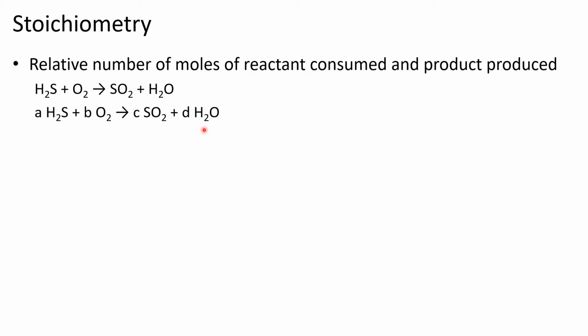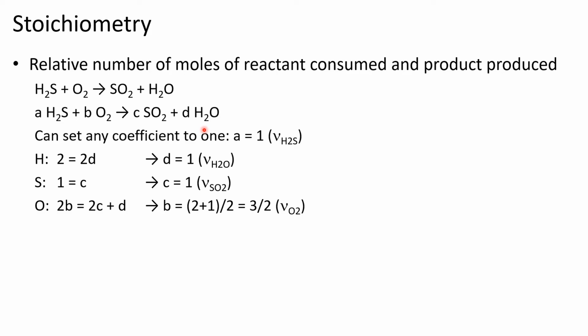To determine these coefficients, we're going to set equal the number of atoms of each of the atomic species that are present: hydrogen, sulfur, and oxygen. We're going to set the number of atoms that participate as reactants equal to the number of atoms that appear in the products. Before doing that, we can arbitrarily set one of these coefficients to 1. In this case, we're going to set the coefficient for hydrogen sulfide to 1. The stoichiometric coefficients are represented by the Greek letter nu, and the subscript of nu indicates the species for which it applies. In this case, H2S indicates hydrogen sulfide.